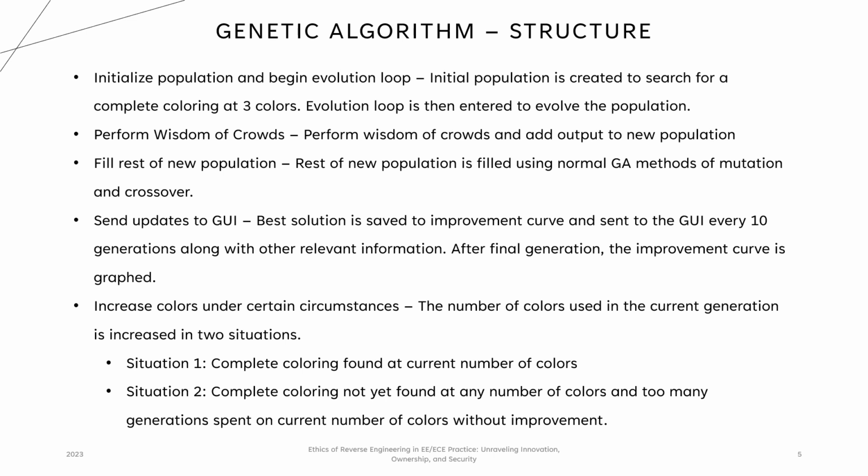The other situation is if a complete coloring has not been found yet for any number of colors, we don't want to spend too many generations searching on one number of colors. So every few generations without improvement on one certain number of colors, the number of colors is incremented if a complete coloring hasn't been found. And this is to prevent stagnancy of the algorithm. This does cause some issues to arise, and those will be discussed a little bit more later after our results.